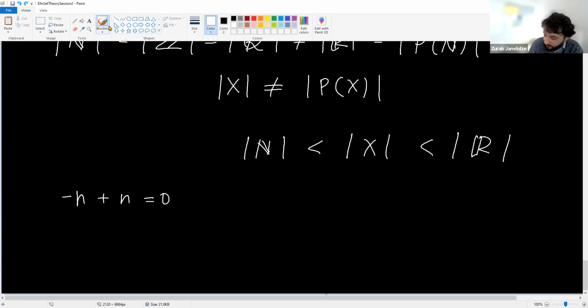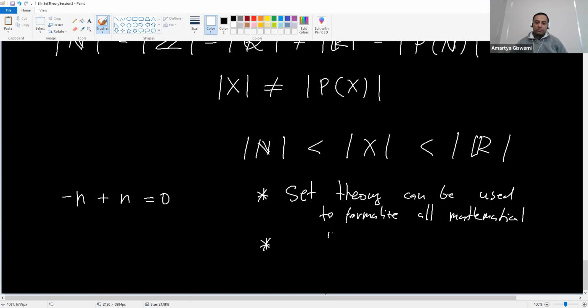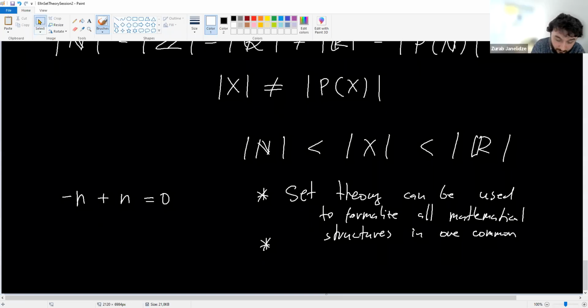So while we wait for any possible questions, let me just summarize the two main points from today's lecture. One is that set theory can be used to formalize all mathematical structures, concepts, ideas, and so on, in one common universal language.